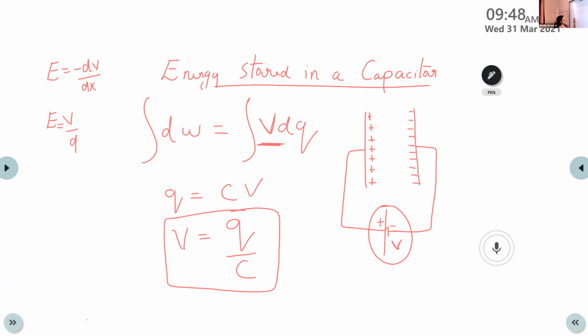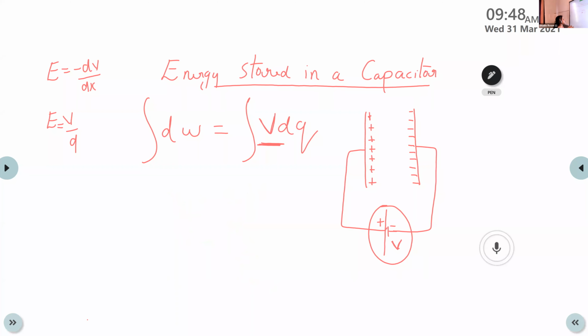So we know that V is equal to Q by C. So this equation becomes integral dW is equal to integral Q by C dQ. Now, from where to where does this integration change? Here we need to consider the case of charge, from where to where the charge changes.